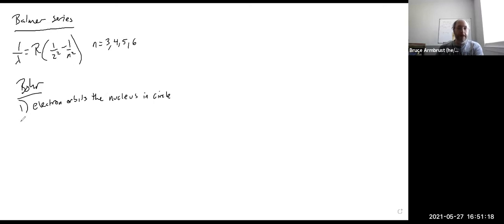But the other thing that he did is he said, we're going to quantize the angular momentum. Okay, so the magnitude of the angular momentum is going to be quantized. And he figured that's what's going to allow this change in energy, these photons releasing energy, such that it's always in countable chunks.